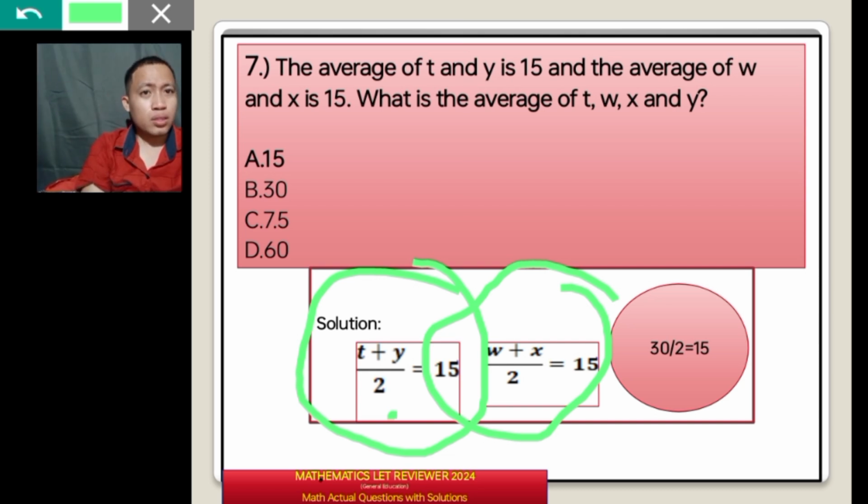But the question is, what is the common number of the given problem? We have 15, just like this. All you have to do is add the two numbers. 15 plus 15, we have 30. Afterwards, divide by 2, because there are two numbers. Equals 15. 30 divided by 2, that is equals to 15. Saan ba dyan sa 4 choices? We have letter A.